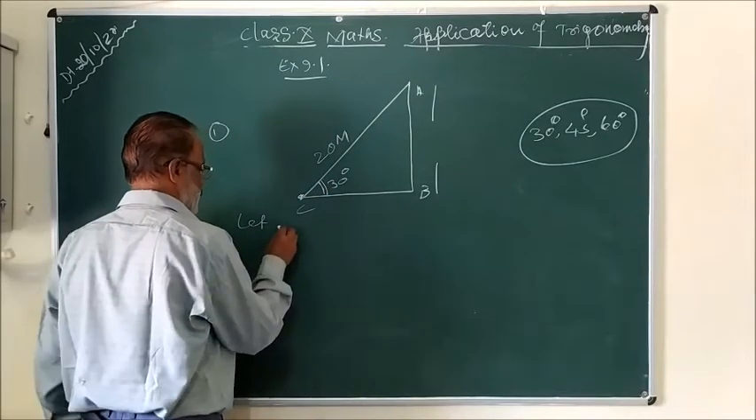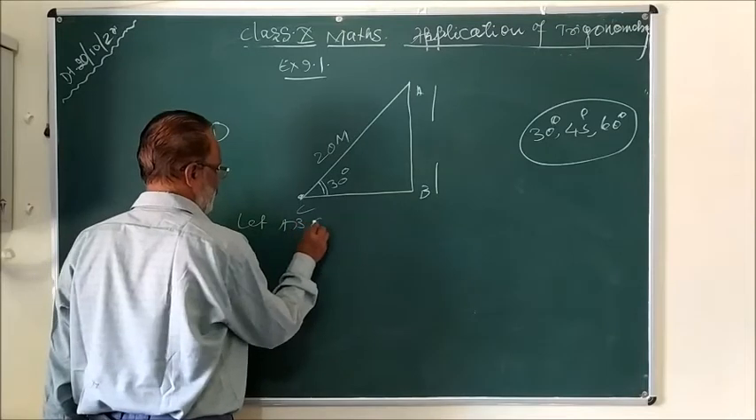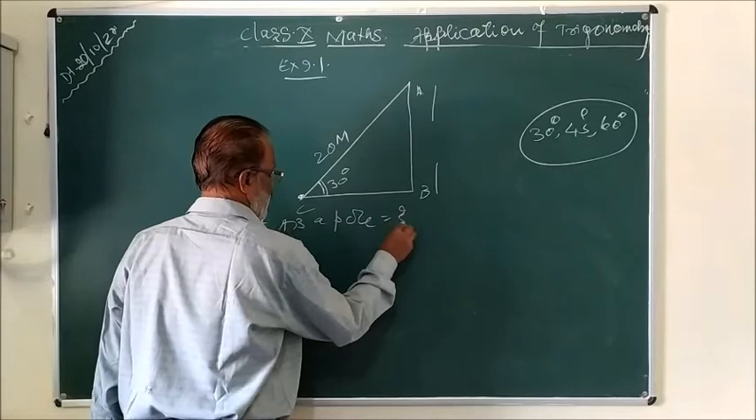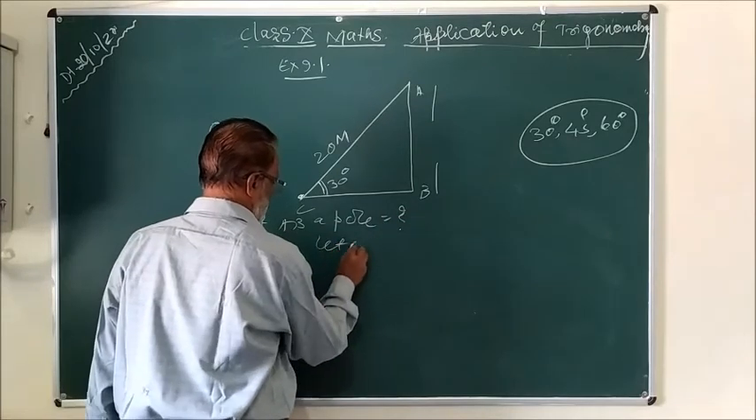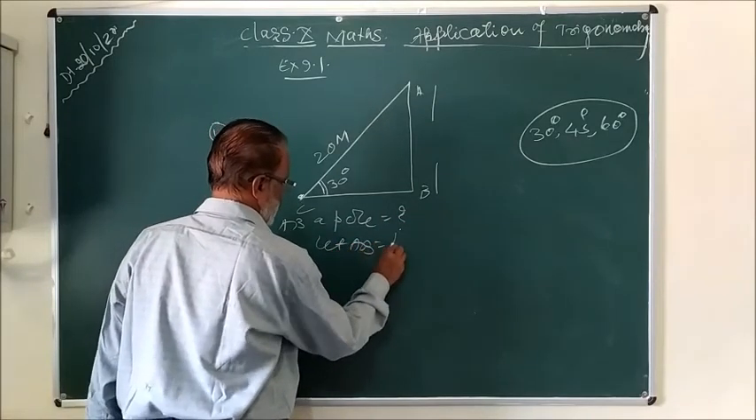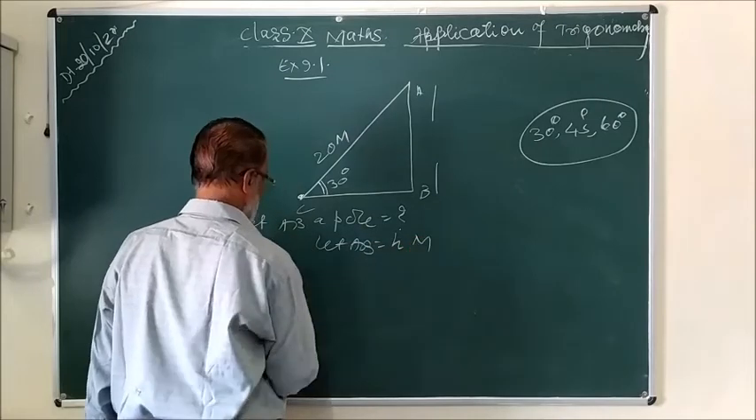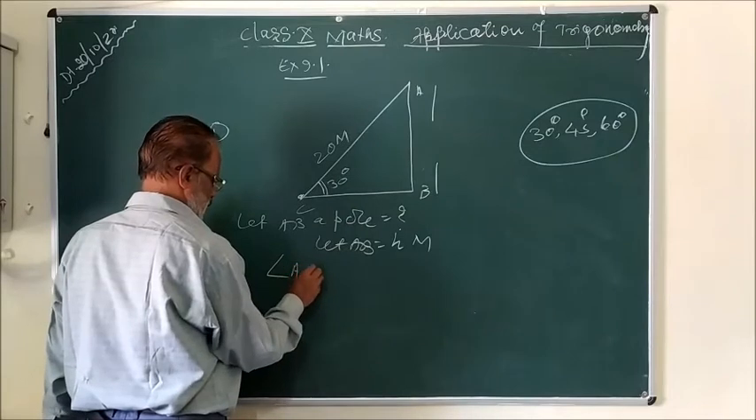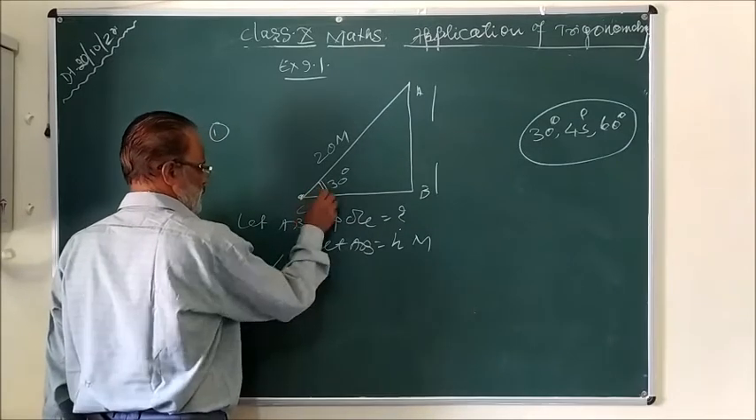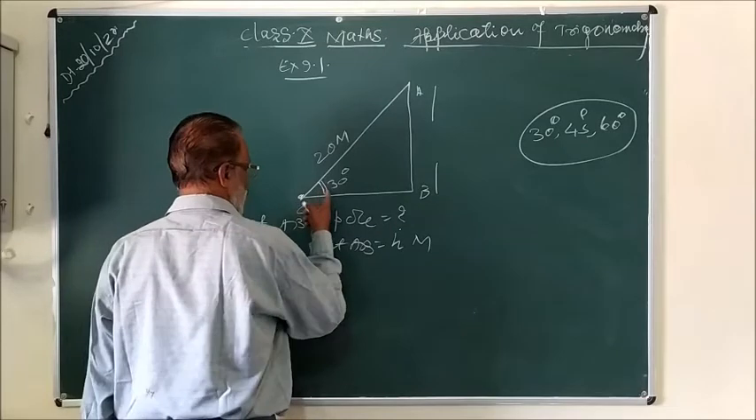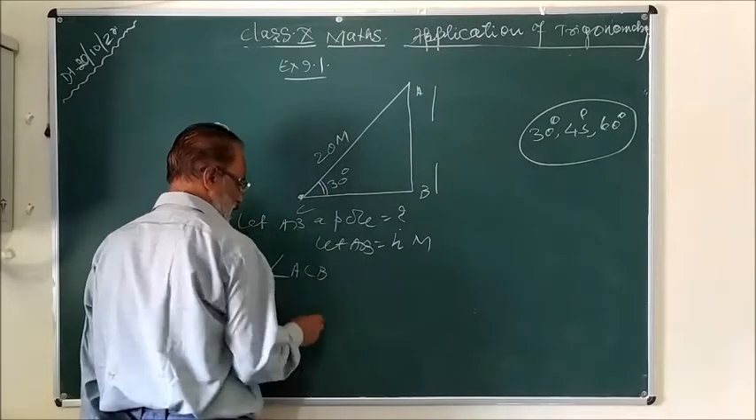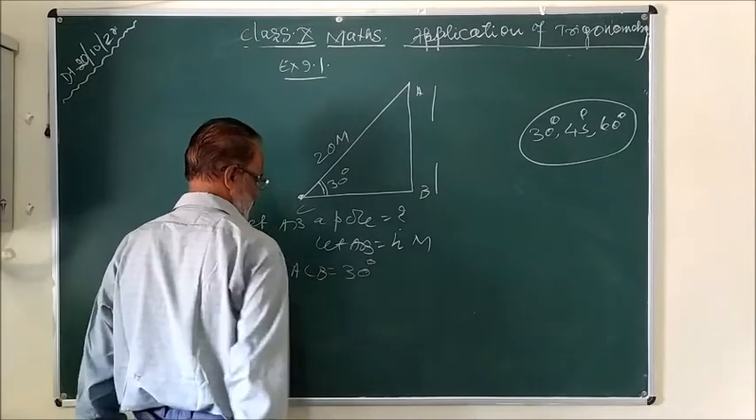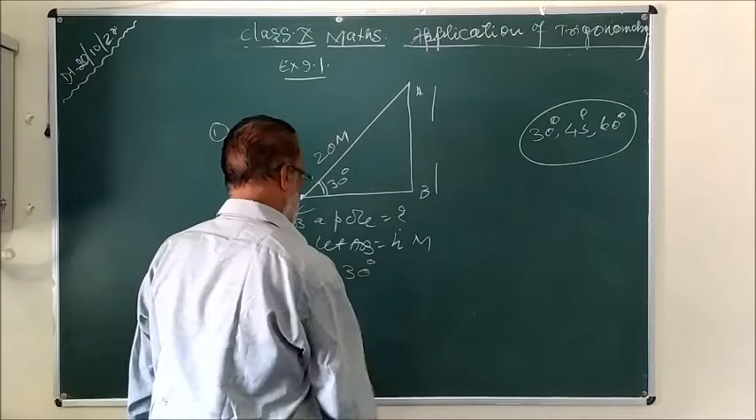Here you will write the statement: let AB be a pole, and this you have to find out. Let AB be h, and the rope AC is suppose 20 meter, and angle ACB, this is the angle of elevation, 30 degree. So what is the value of h?